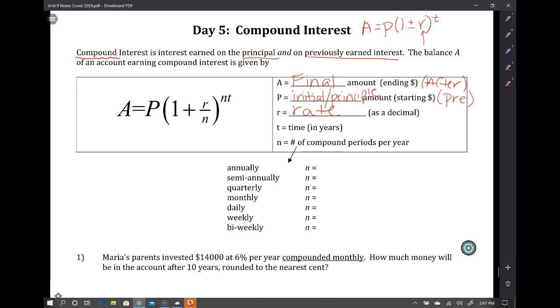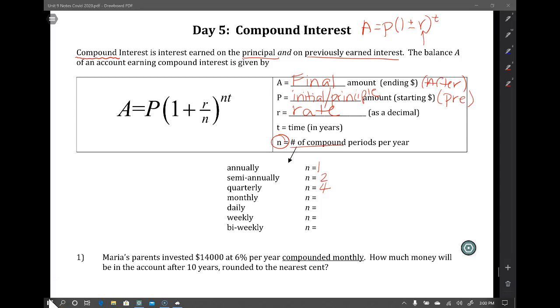Here's where the change comes in. N is going to represent how many compounds fit in a year. So if I say it's only compounded annually, that's 1 time per year. But if it's semi-annually, that's happening 2 times per year. Quarterly, we'll think there's 4 quarters in a dollar, so that's 4 times per year.